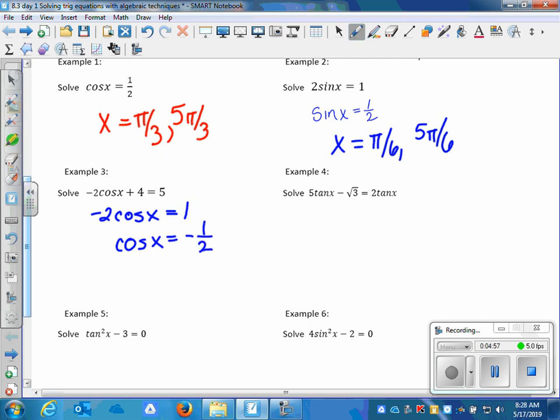Go up to your unit circle and locate all cosine ratios of -1/2 and write down those corresponding angles. So there are only two that have cosine ratios that are negative, and that's going to be 2 pi over 3 and 4 pi over 3.